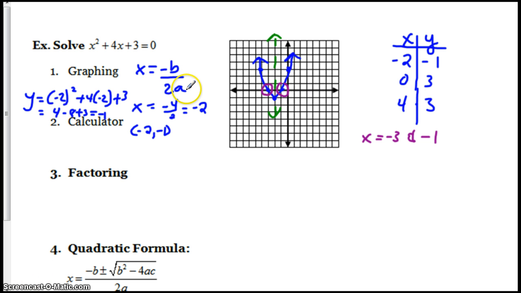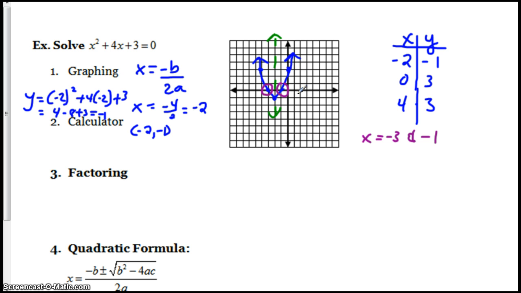When you graphed this equation by hand, you found that your vertex was -2, -1. Your y-intercept is 3, and then you can reflect that point over. And then when you graph it, you see that your x-intercepts are where it solves. That's where the zeros are. And there's 2 real solutions for this graph, and that would be at -1 and -3.